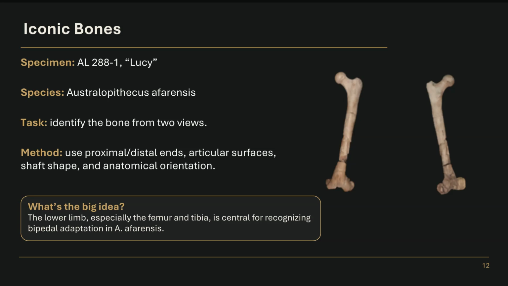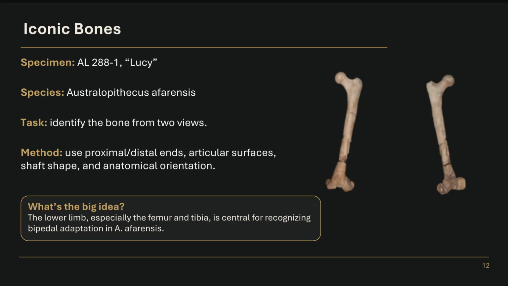The ulna can be identified through the olecranon and trochlear notch region at the proximal end, which form part of the elbow joint. Long bone identification should not rely on overall length alone. Articular surfaces and functional anatomy provide stronger evidence. In fossil hominin studies, these bones can also support behavioral inference, especially when they preserve adaptations related to bipedal gait.